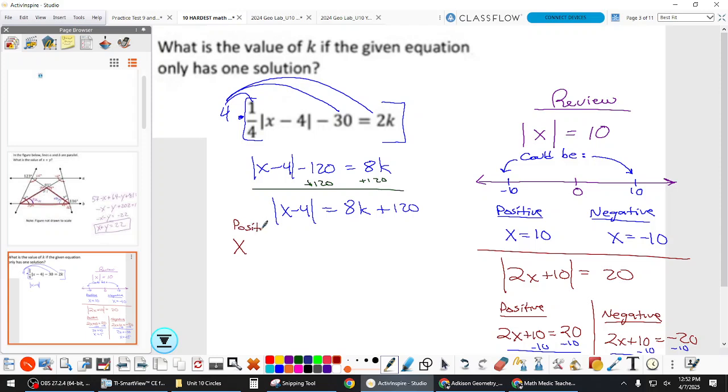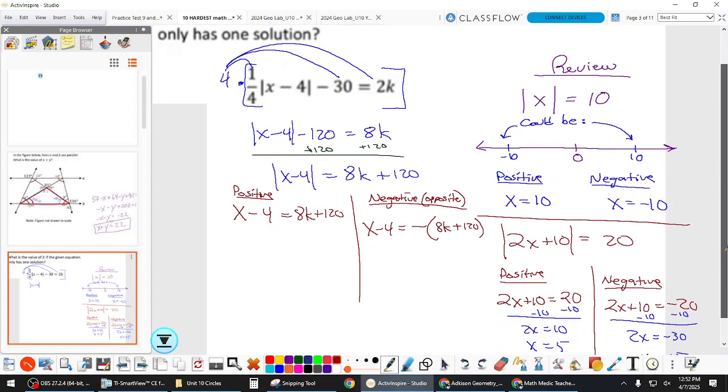And you don't have to label, but I'm just doing it so we know where stuff's coming from. x minus 4 equals 8k plus 120. You just take what's there and copy it down. That's the positive version. Okay, the negative version, you could also use the word opposite for negative. Sometimes that helps. So we drop the absolute value, and then we take the opposite of the right side. Just like we did down there. And again, the positive side and the negative side are the same distance away, okay?